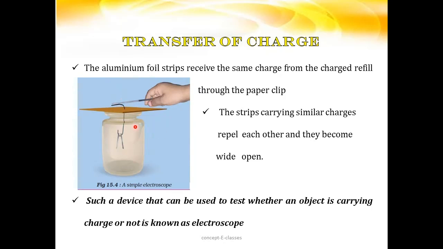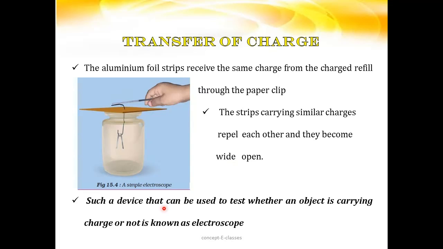What can be observed? We can see that the aluminium foil strips start to move and they repel each other. So what happens here is that the aluminium foil strips receive the same charge from the charged refill through the paper clip. Why? Because the paper clip is a metal and metals are good conductors of electricity. Hence the aluminium foils receive the same charge as that of the refill. Now as the strips carry similar charges, what happens? They repel each other and they become wide open.